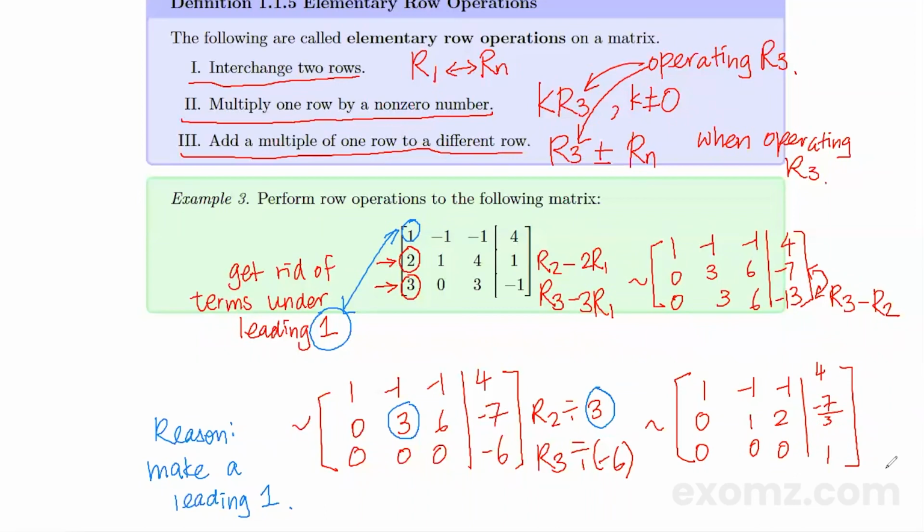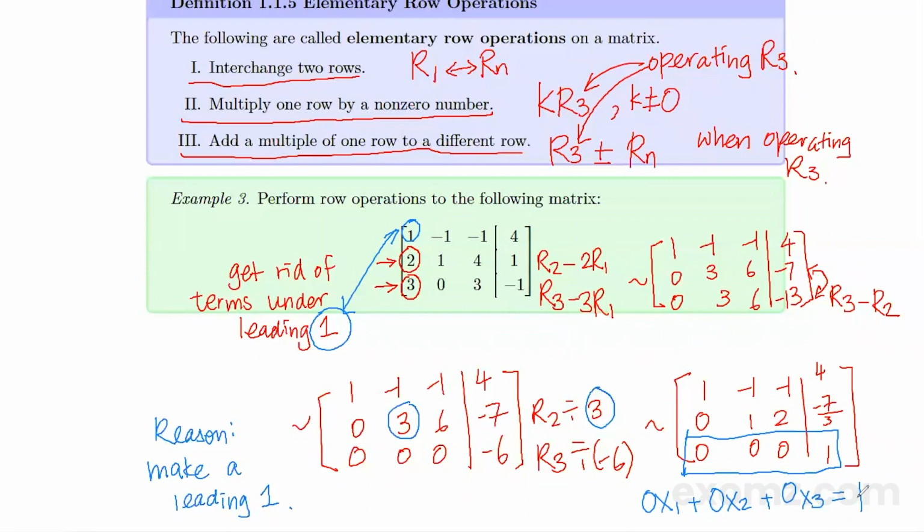If I'm asking you this question, is this final matrix consistent or inconsistent? What would you say? Let's take a look at the last row of the matrix here. This last row is basically saying that 0 multiplying x1 plus 0 multiplying x2 plus 0 multiplying x3 equals 1.